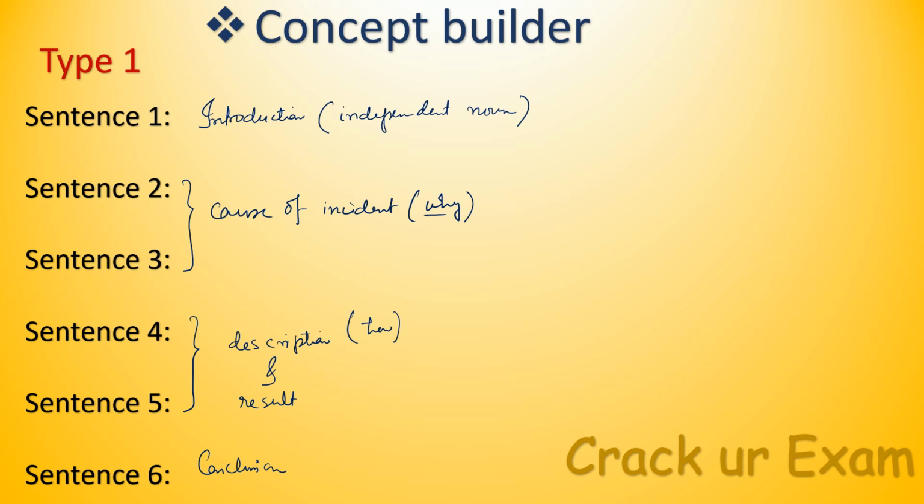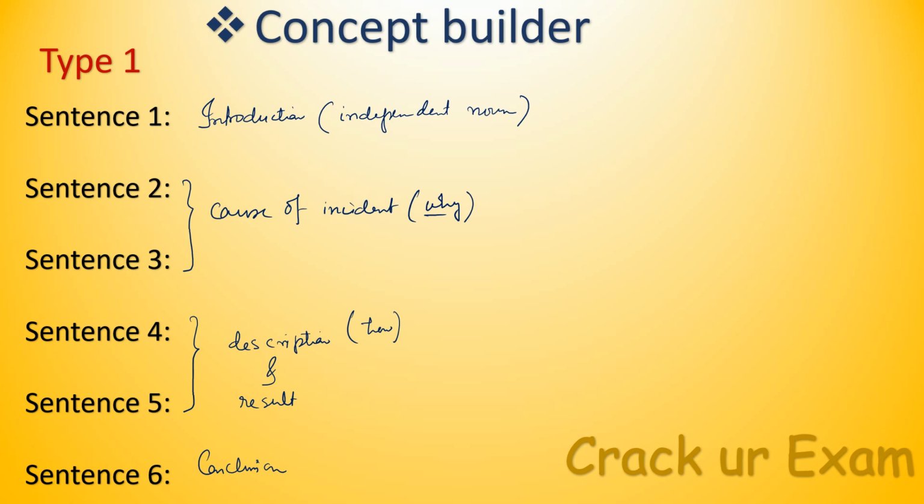and finally the conclusion: what is required to be done and what should have been done, which has not been done for whatever reason. So what we need to do further to tackle this type of situation. So this is your conclusion. This is type 1 of your rearrangement.